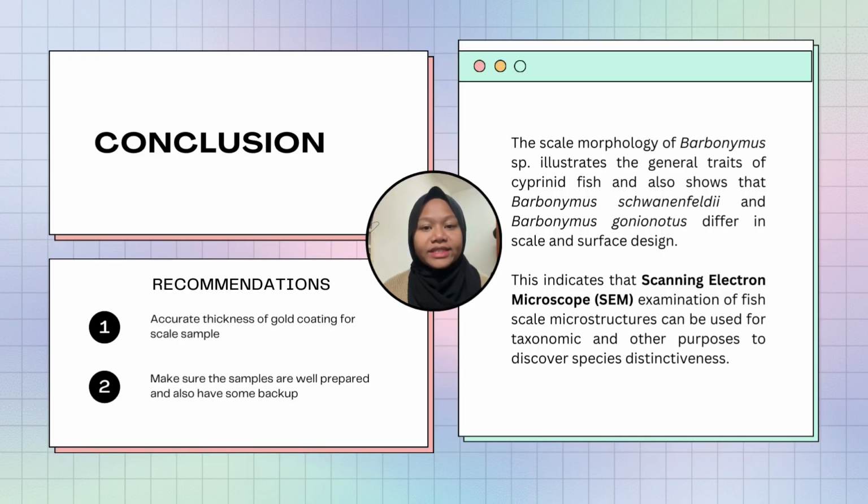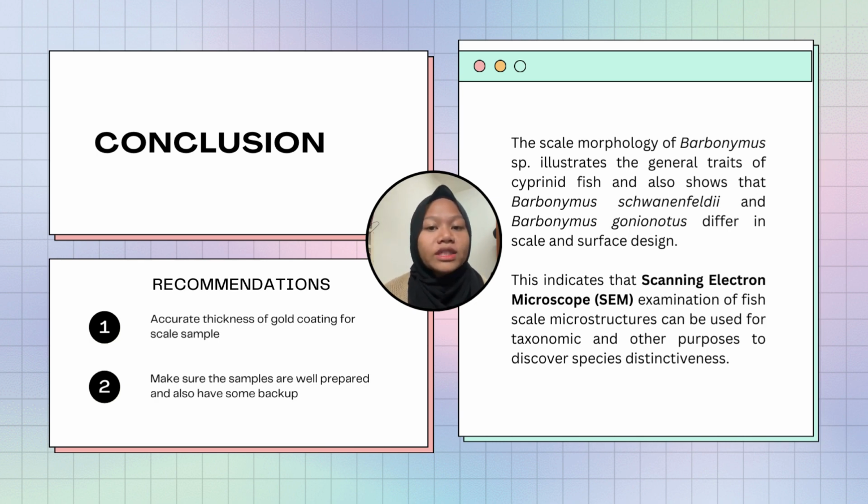This study on the scale morphology of Barbonymus species provides an illustration of the general characteristics that are found in various species of cyprinid fish, such as focus, radii, circuli, intercircular space, and tubercles. Plus, the use of scanning electron microscope study on scales in 2 species of the Barbonymus species reveals that certain components of the scale and surface architecture between Barbonymus schwanenfeldii and Barbonymus gonionatus are different to some extent.